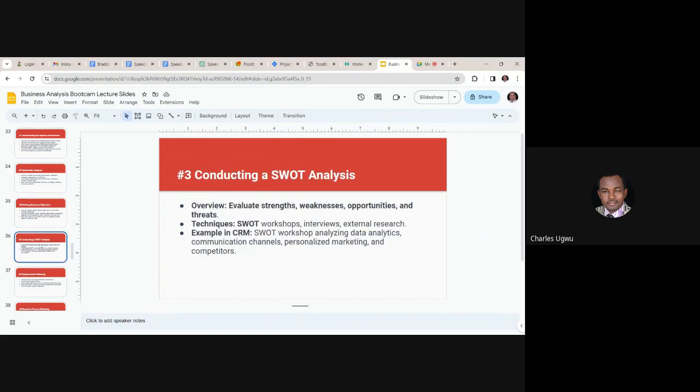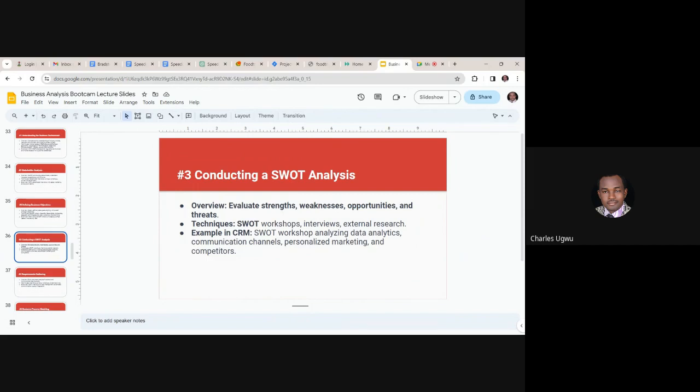Then the next one is SWOT analysis. SWOT analysis means we need to evaluate the strengths, the weaknesses, opportunities, and threats within this particular project.